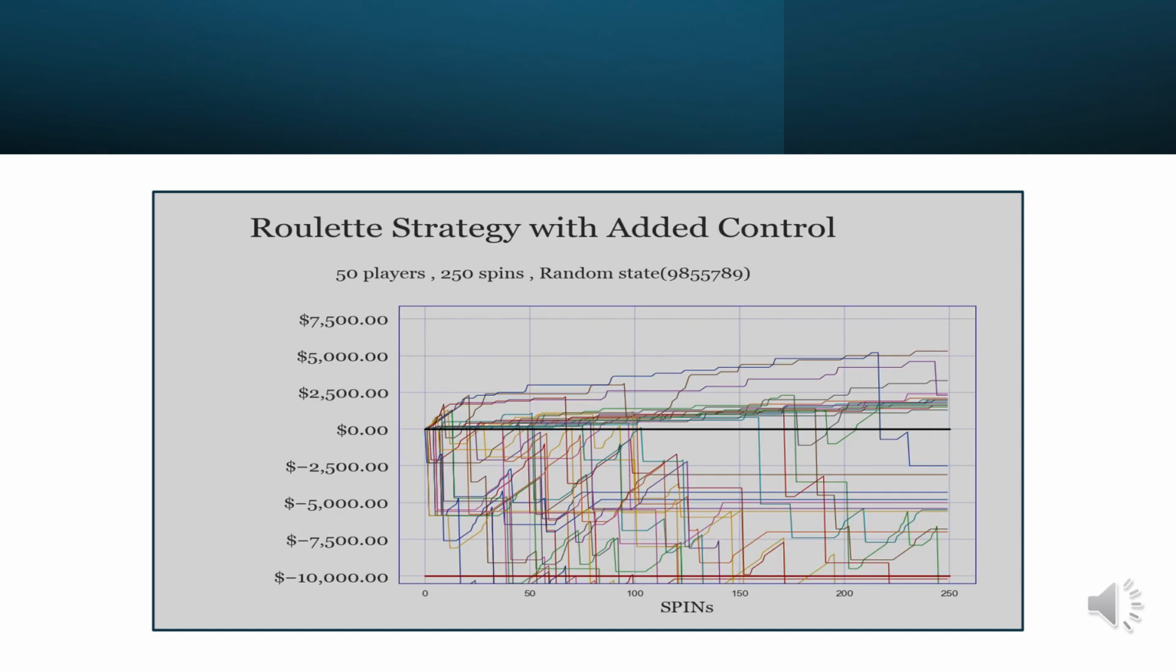Here we see the same strategy, but with added control measures on top of the ones previously. We are transforming losers into winners. Although the majority still fall off into the negatives, our countermeasures appear to be working. We can see a notable cluster within $2,500.